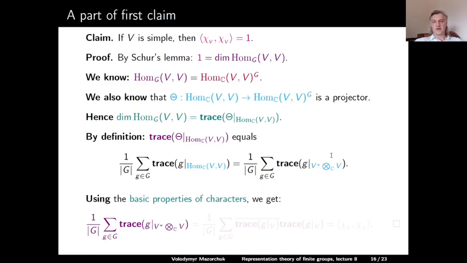Using the basic properties of characters, the trace of the action of g on the tensor product of two modules is just the product of traces on each individual component, and the trace of g on the dual module is just the complex conjugate of the trace of g on the module V. But then the formula which we obtain, this is exactly the scalar product of chi_V with itself. So the original 1, which we started with, is indeed equal to the scalar product of chi_V with itself. And this proves our claim.